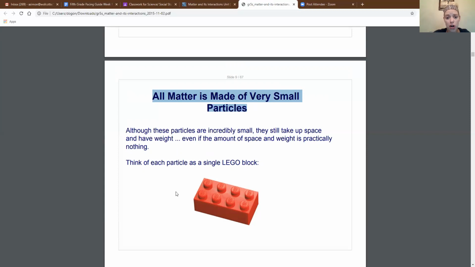So we can think of each particle as a single Lego block, okay? Because I know many of you have built Legos before. If we think of all the Lego pieces that you have to put together to create your creation, to make that end product, all of those Legos can be thought of as particles. Just like this pencil. This pencil is filled with little particles that make up this whole entire pencil, okay? And everything is. You are matter as well. You are made of individual little particles that make up you. So all matter is made of very small particles.